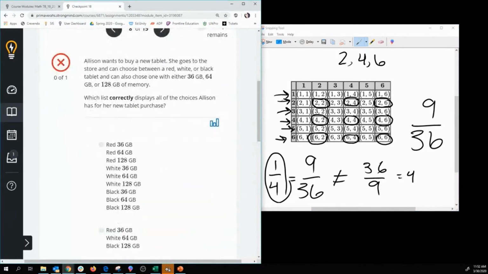All right, next one. The next question I have is saying that Allison wants to buy a new tablet and she goes to the store and can choose between red, white, and black ones.